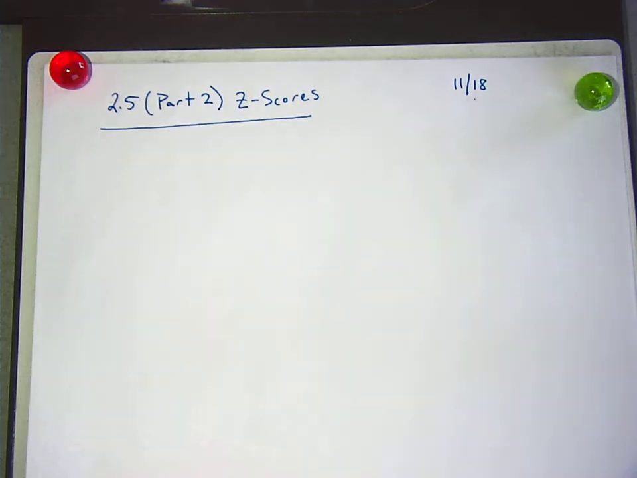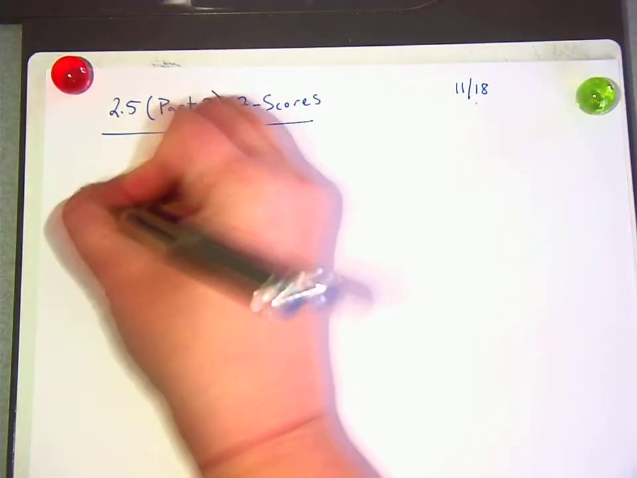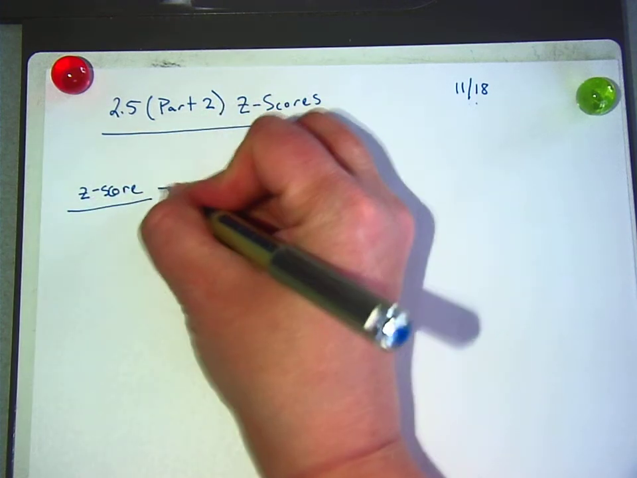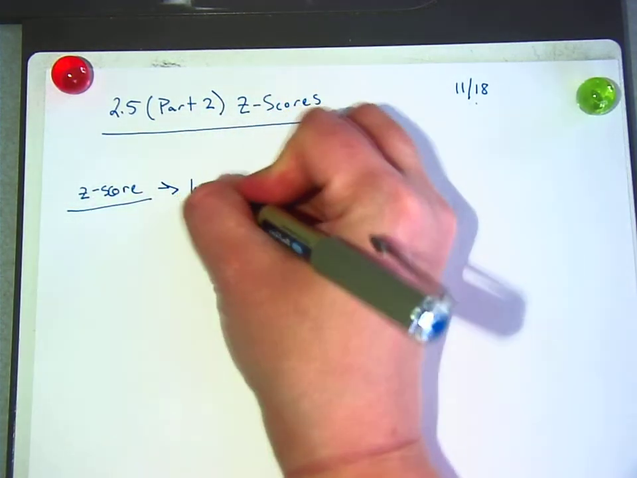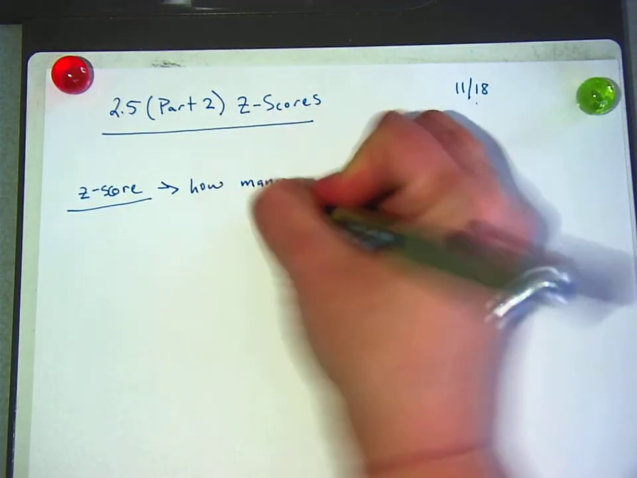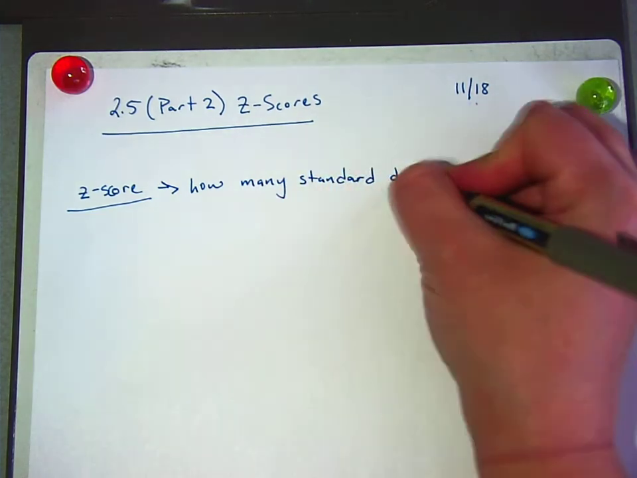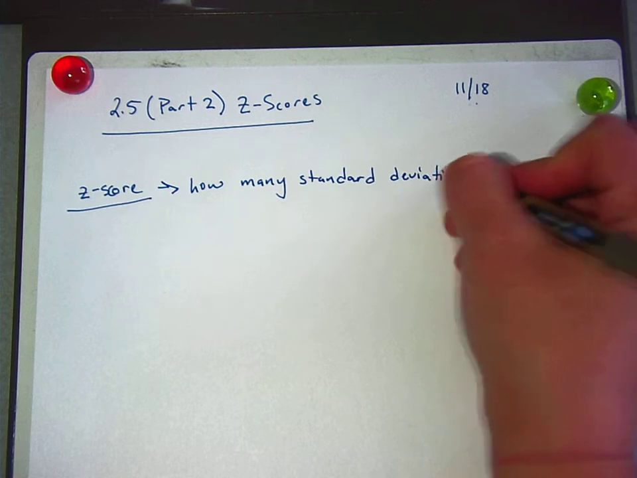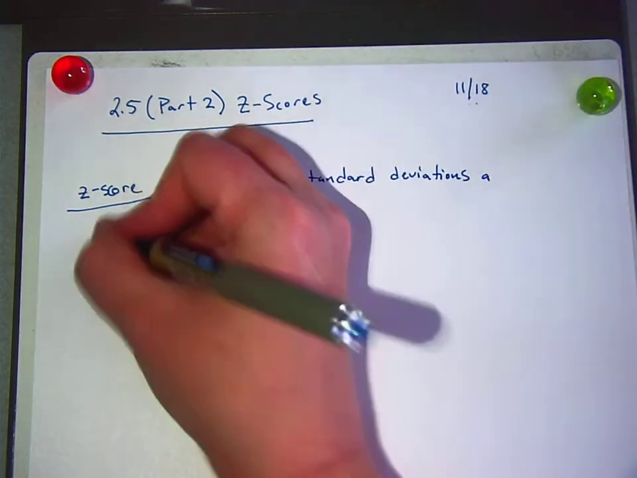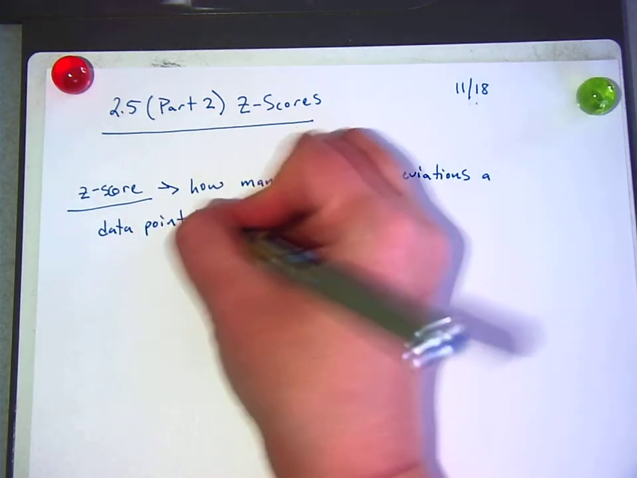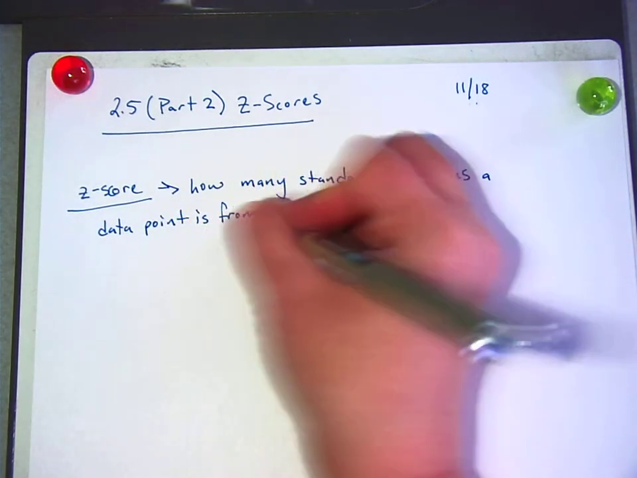Recording. So, a z-score is defined, a z-score is how many standard deviations a data point is from a mean.